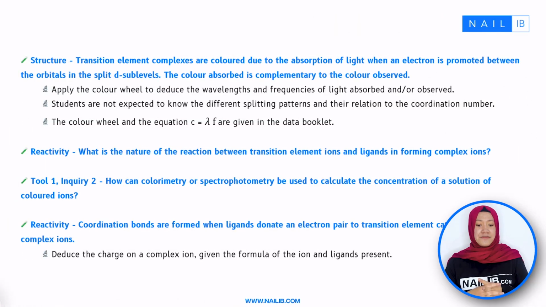So next video, I'm going to explain the color wheel to deduce the wavelengths and frequencies of light absorbed and or observed, and also deduce the charge on a complex ion, given the formula of the ion and the ligands present. Right? Again, believe in yourself that you will get that perfect score of 7 with the nail IB. Follow the instructions very well and see you in the next video for the last content of the higher level periodicity unit. See you in the next video.